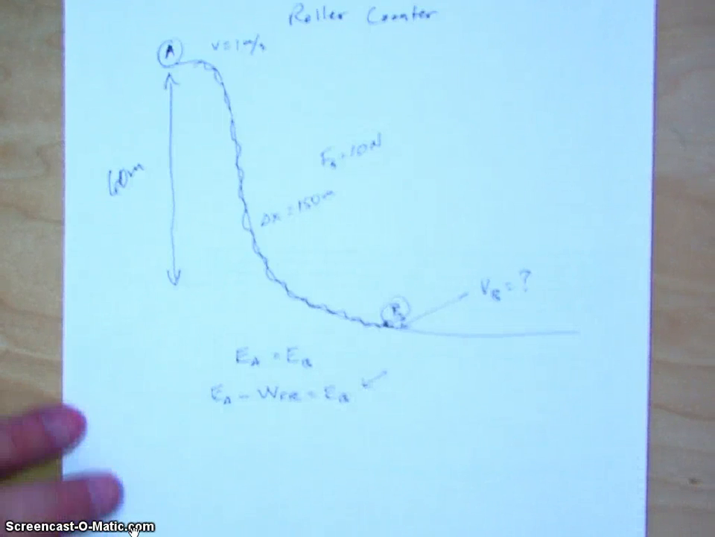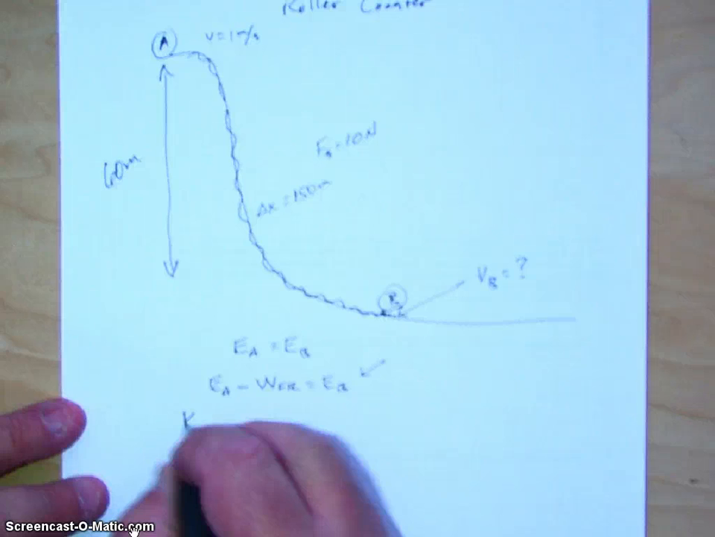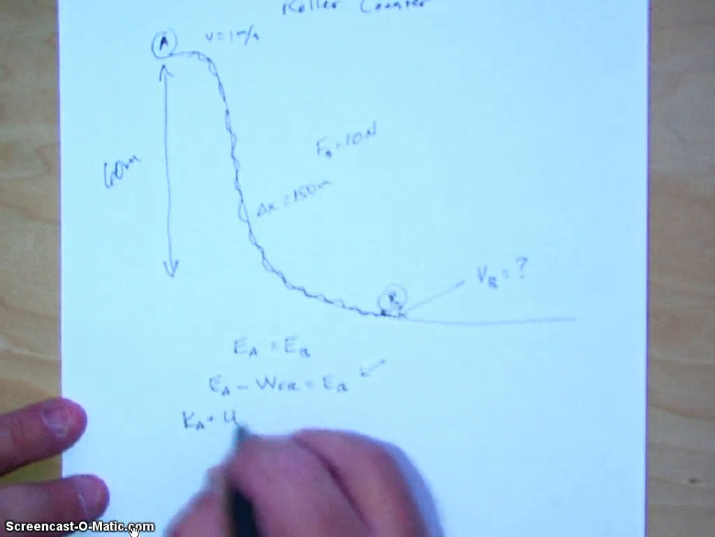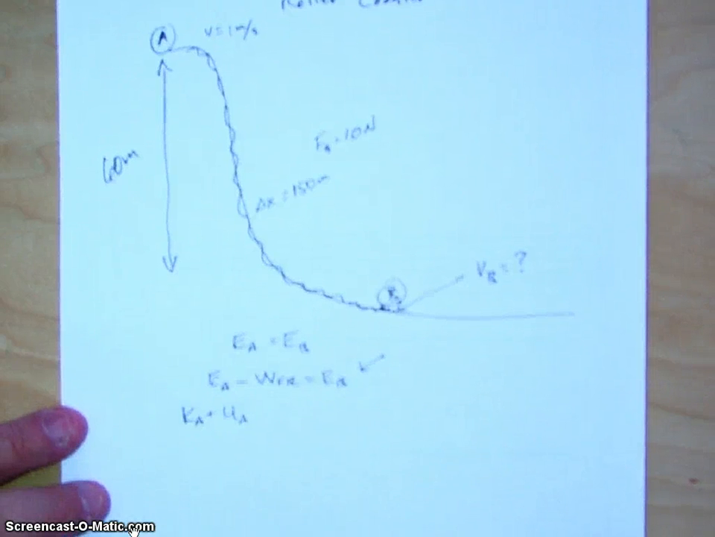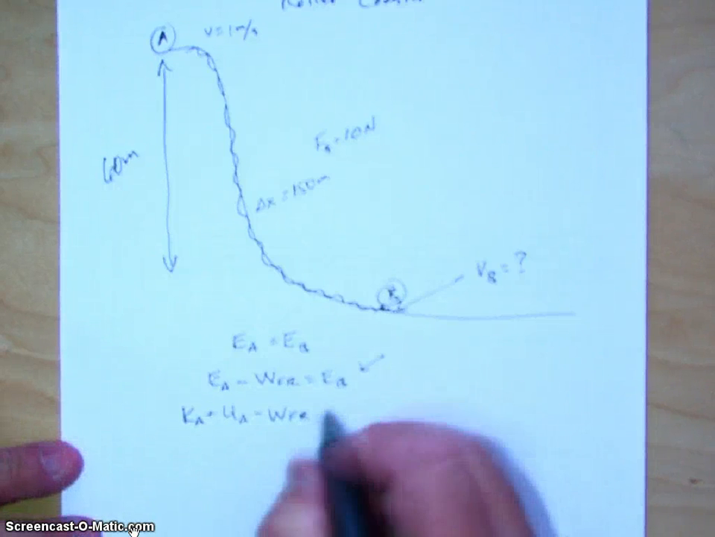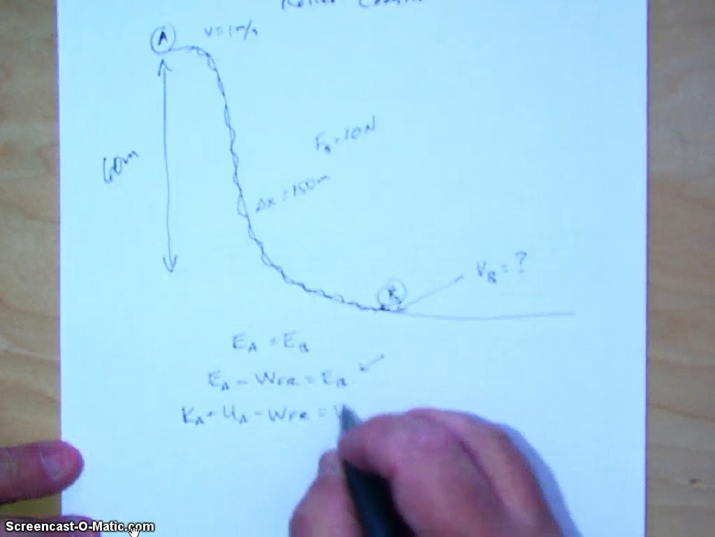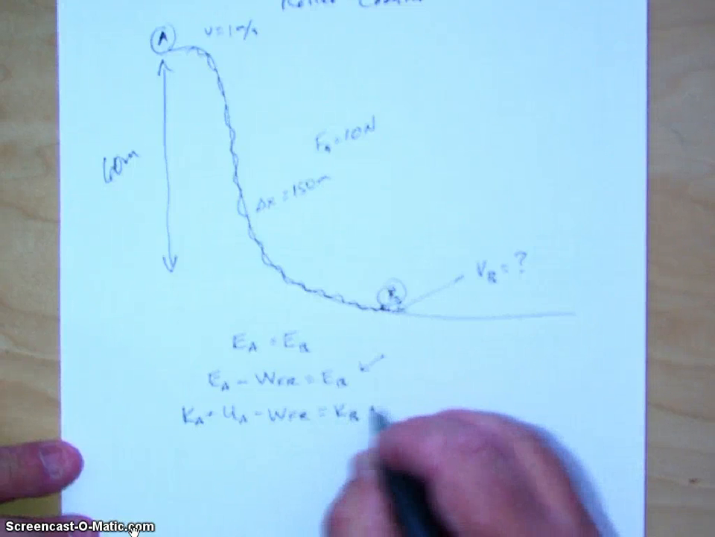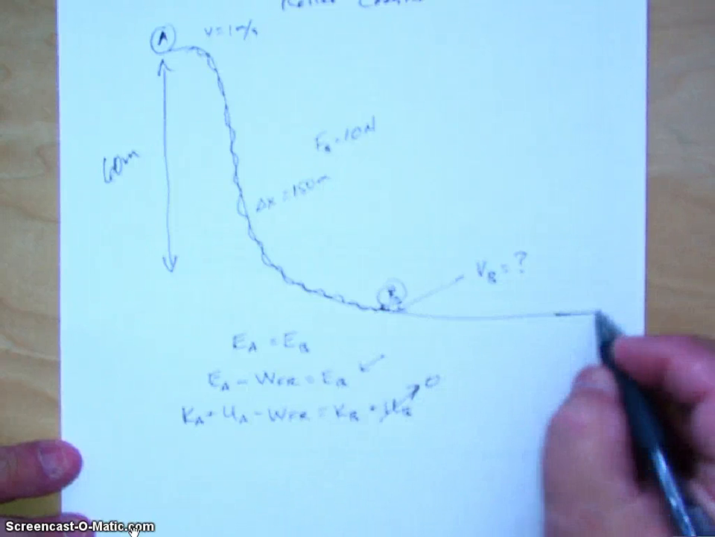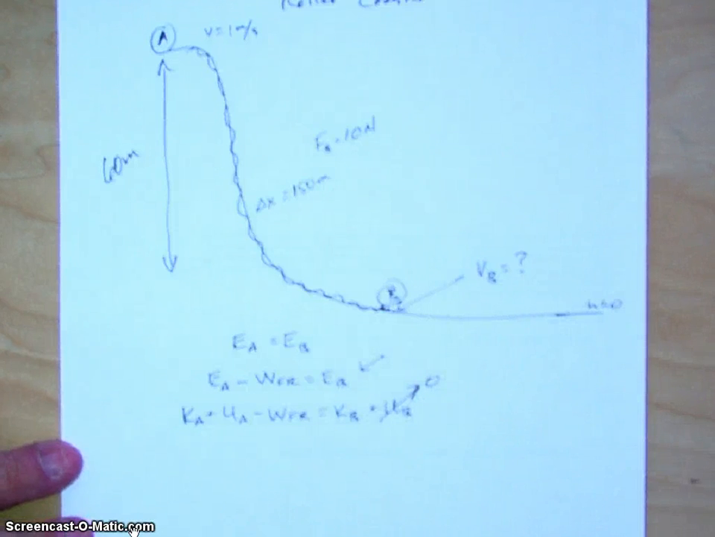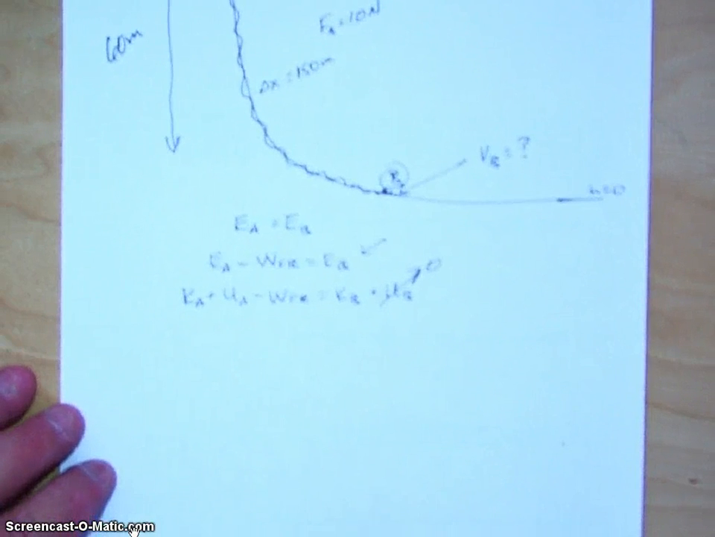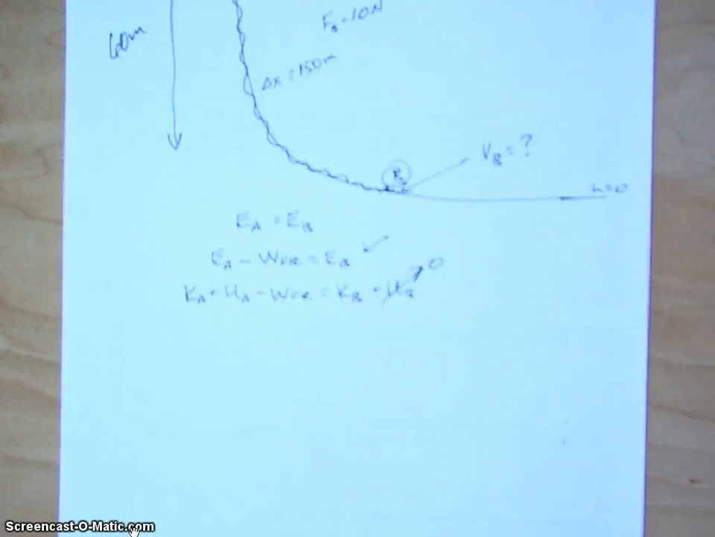Now let's expand that a little bit. At A, I have kinetic energy because I am moving. I also have potential energy because I'm up in the air. I'm going to lose work done by friction as I slide down the ramp. At the bottom, I'm going to have kinetic at B, and I'm going to write potential at B, but this term goes to 0 because I'm going to call that 0. So now, I've got 4 terms, but when we start plugging into those terms, we're going to find out that we only have one unknown.